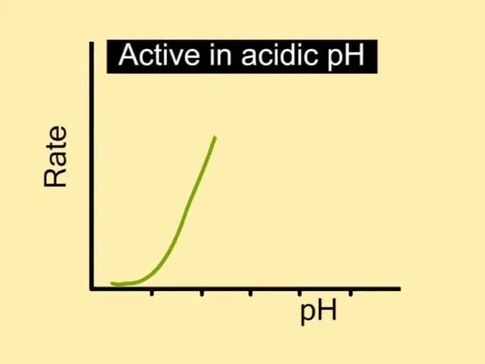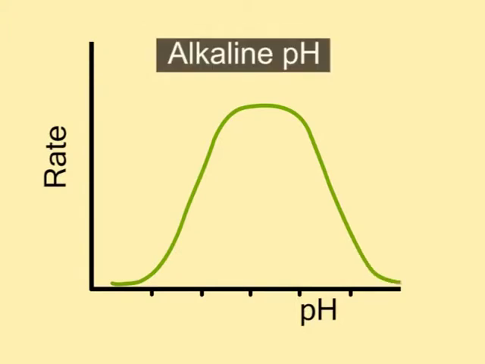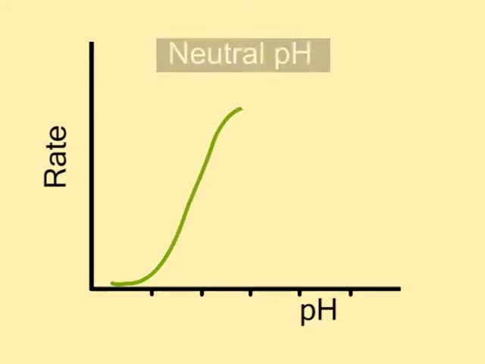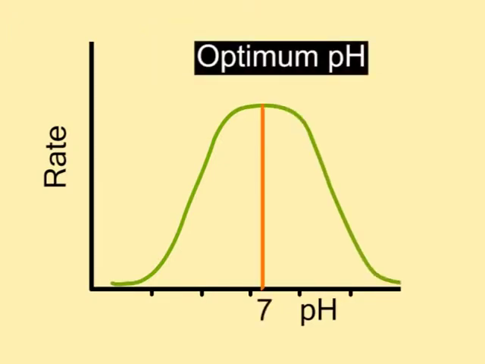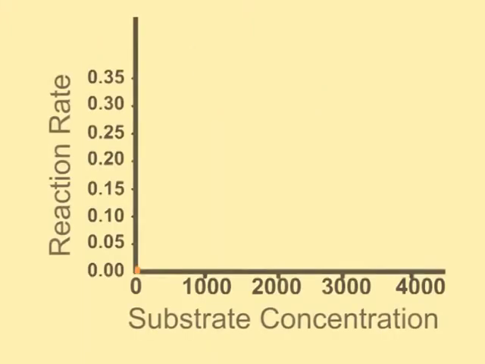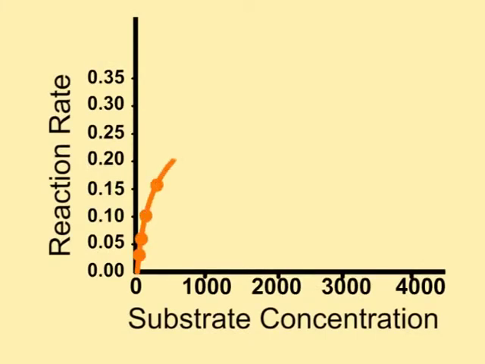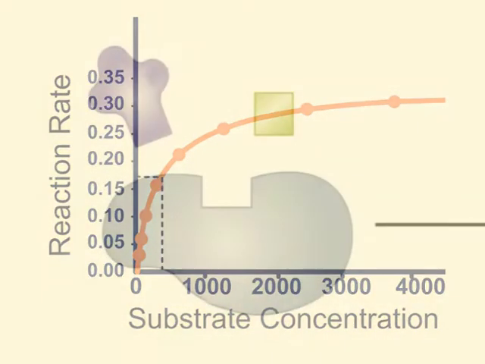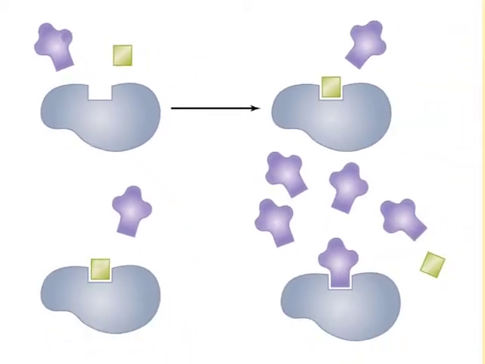pH. Some enzymes are active in acidic pH, some in alkaline pH, and some in neutral pH. Each enzyme has optimum pH at which it acts best. Substrate concentration. Increase in substrate concentration increases the rate of chemical reaction. This increase in rate is due to occupation of more and more active sites by the substrate molecule. Higher number of collisions take place between the substrate molecules.